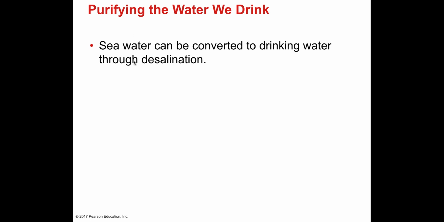Now let's talk about seawater. So we can convert seawater into drinking water by doing what we call desalination. Desalination simply means that we remove all the salt in the seawater. Okay? By removing all the salt in the seawater, we can convert seawater into what? Drinking water. And one of the methods of doing that is using distillation or reverse osmosis. Okay, the two methods of doing desalination are distillation and reverse osmosis.